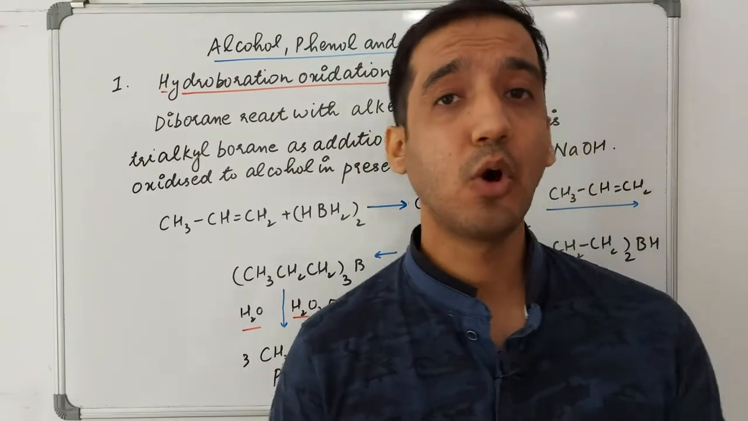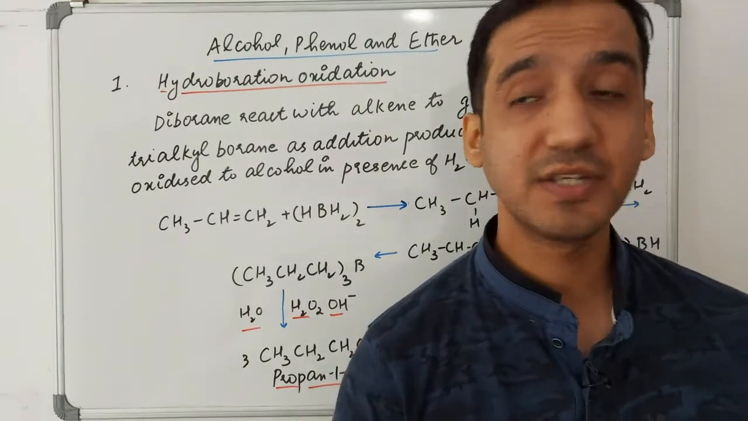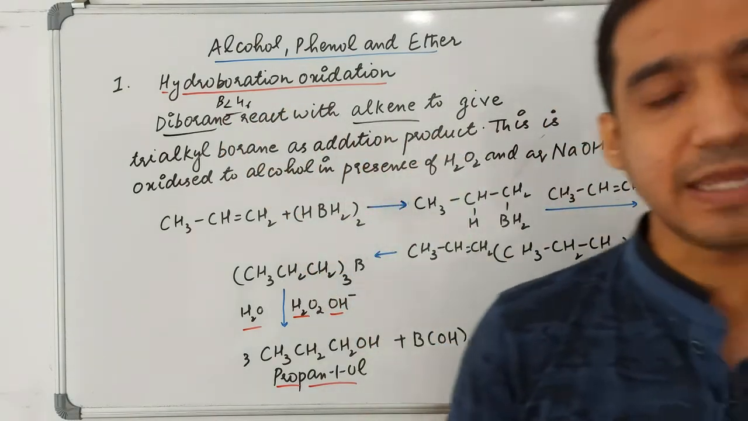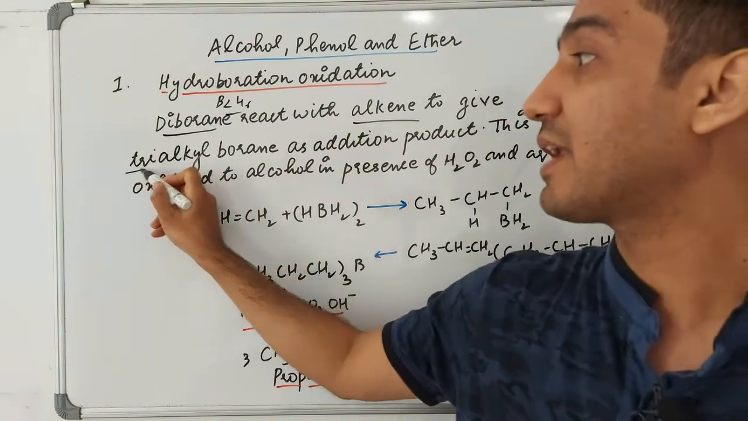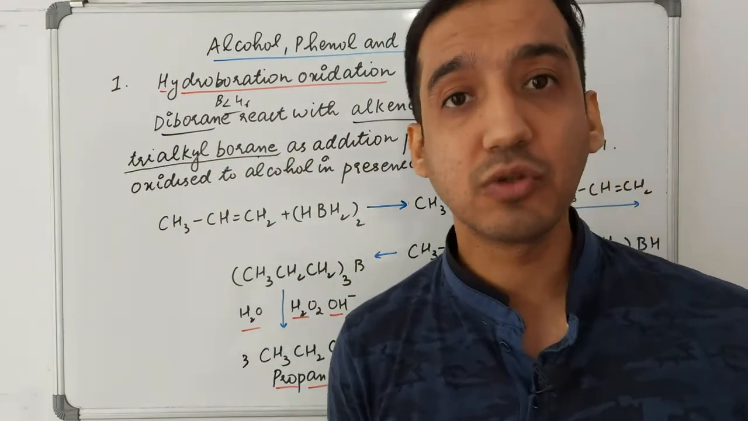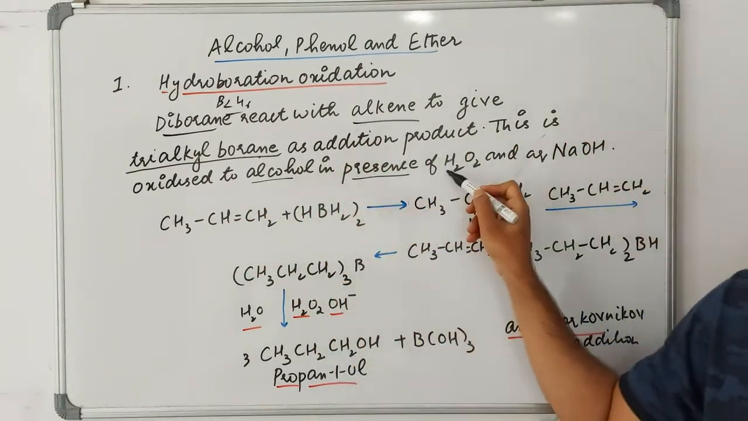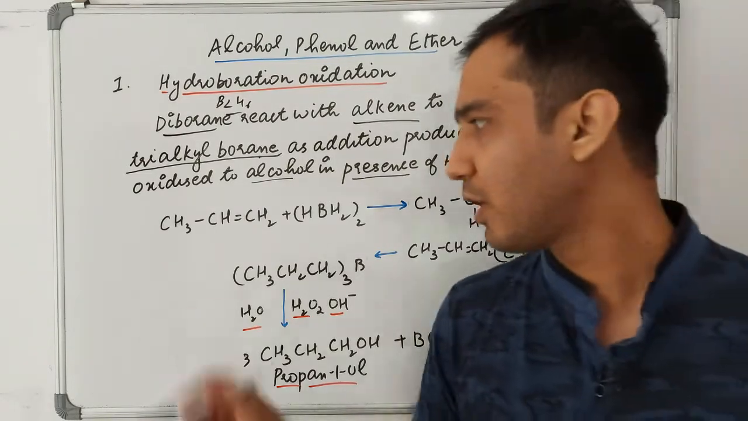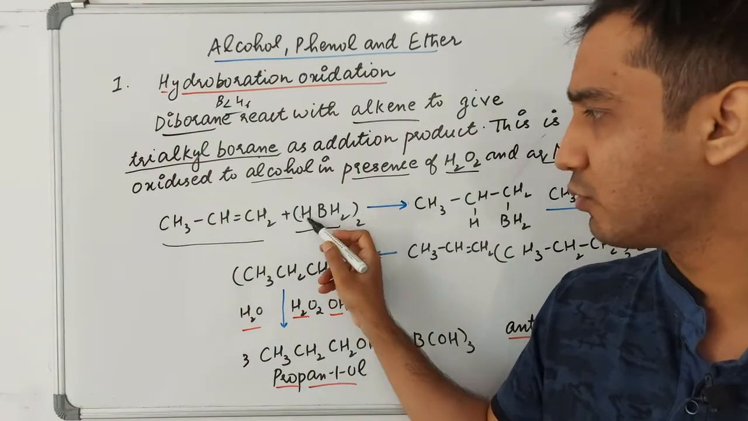Next, we talk about the important reactions of alcohols, phenols and ethers, and the first reaction is hydroboration oxidation. In hydroboration oxidation, first you use diborane, B2H6, which reacts with an alkene. We take an unsymmetrical alkene like propene to form trialkyl borane, so three alkyl groups attach to the boron as an addition product. This is further oxidized to alcohol in the presence of H2O2, hydrogen peroxide, and aqueous NaOH. Suppose you have propene and you have added BH3 twice, called diborane. So we have separated the H.